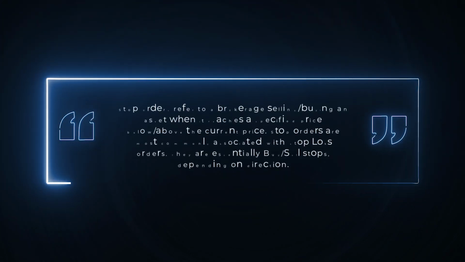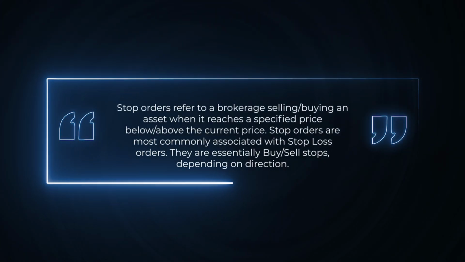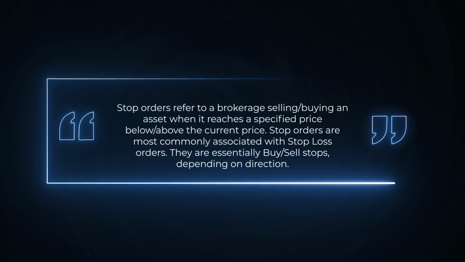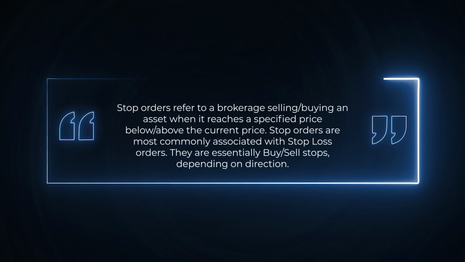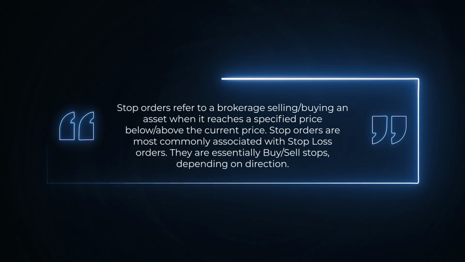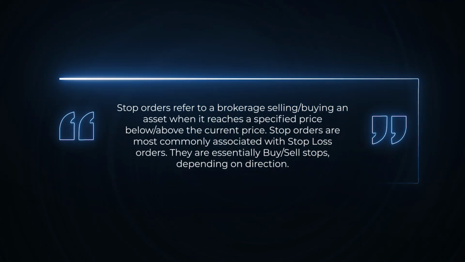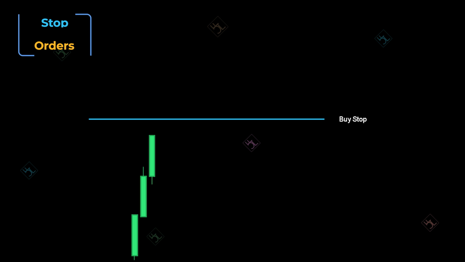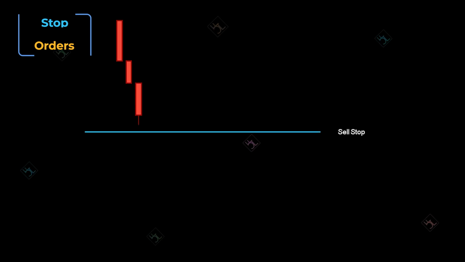Next on, we have stop orders. These refer to a brokerage selling or buying an asset when it reaches a specific price below or above the current price. Stop orders are most commonly associated with stop-loss orders. These are essentially buy or sell stops depending on direction. Please note that buy stop orders are placed above the current price. This means if you, for example, sold an asset at a current price, your stop loss or buy stop will be anywhere above that price. In case of a buy, sell stop orders are placed below the current price, which would act as a stop loss order for an open buy order, for example.